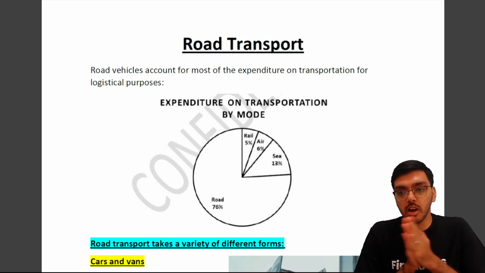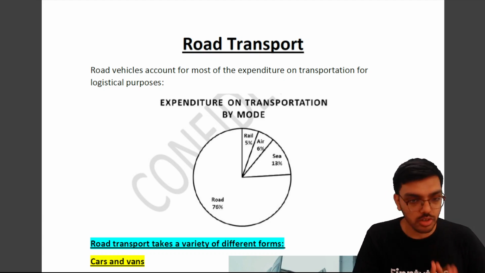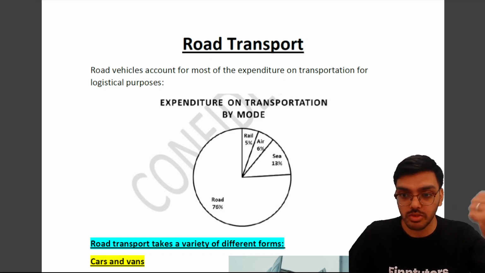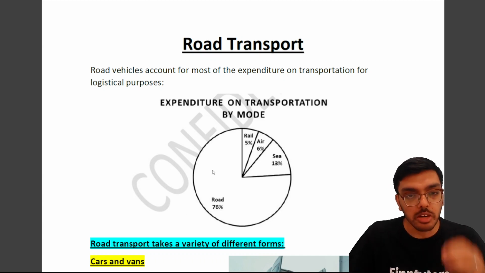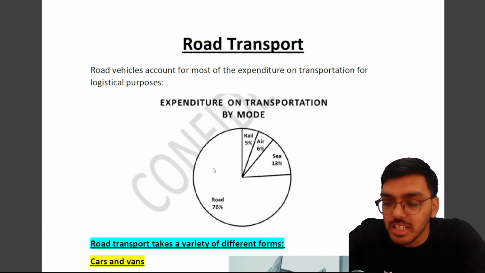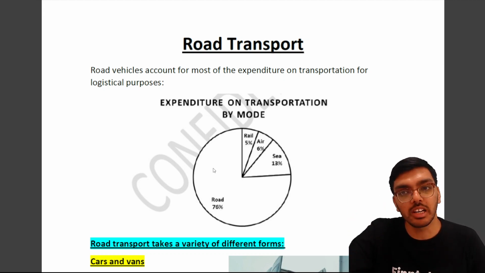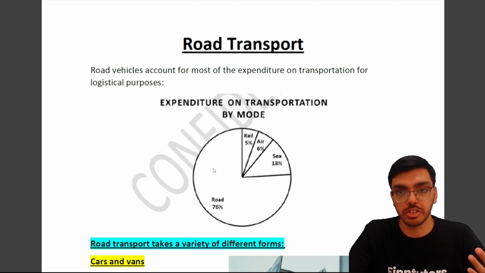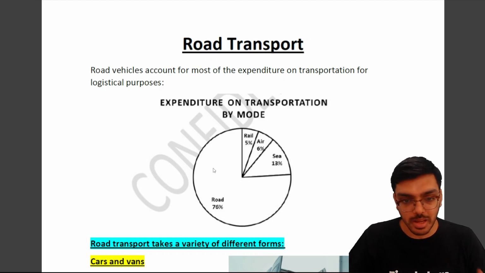So let's start now. We are on to road transport. Now, road vehicles account for most of the expenditure. We've learnt in our industry analysis as well that the majority of the money is spent on road transport because it's very popular. It's popular for the last mile delivery, which means the final delivery to the customer. Plus, it's popular for logistic movement overall as well. It's the most popular mode of transport.